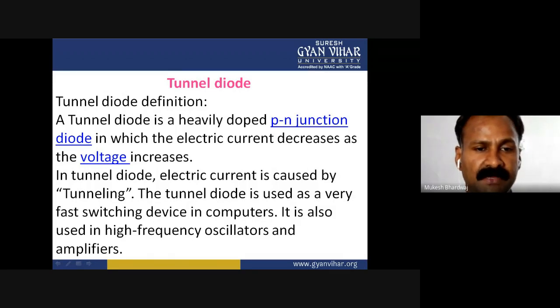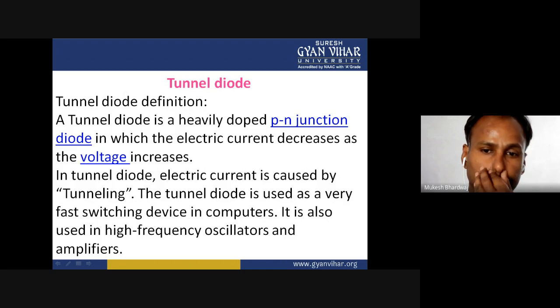A tunnel diode is a heavily doped p-n junction diode in which electric current decreases as the voltage increases. So as you go on increasing the voltage, the current will go on decreasing. In a tunnel diode, electric current is caused by tunneling. The tunnel diode is used as a very fast switching device in computers. It is also used in high frequency oscillators and amplifiers.